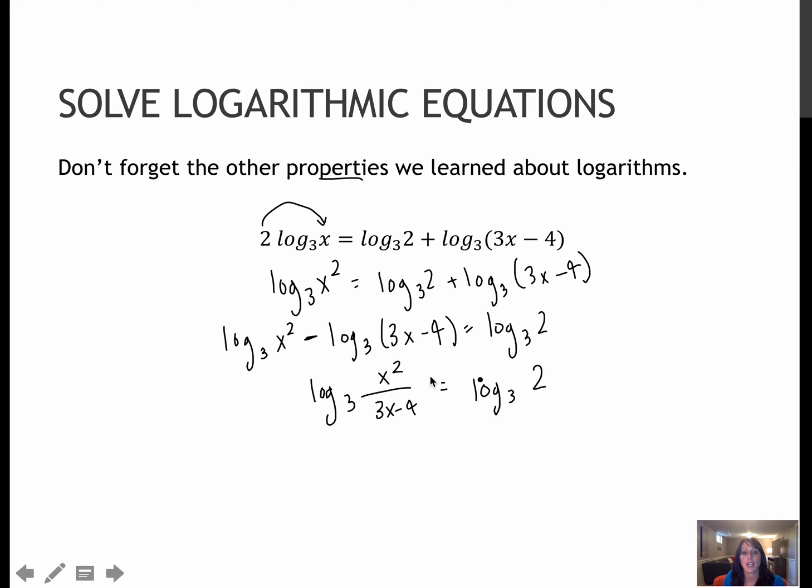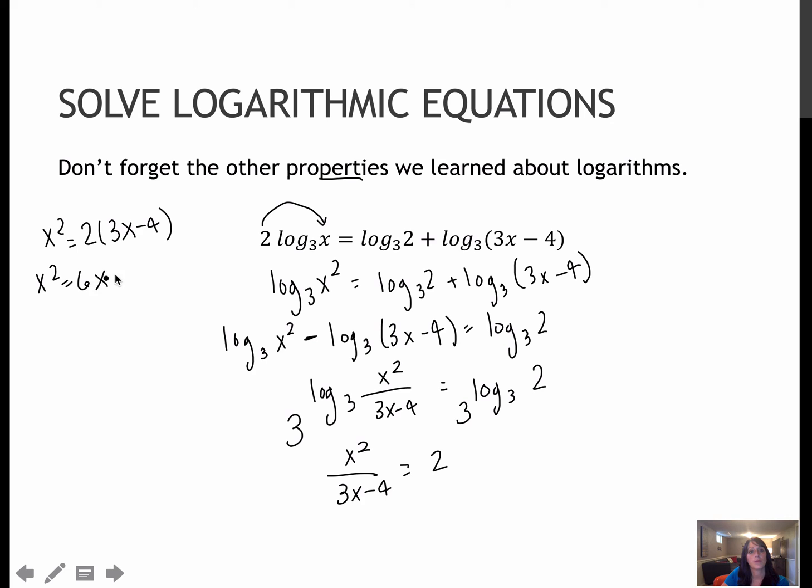Now we get to exponentiate. So notice each side is base 3, so I'm taking 3 to that power, which will get rid of all of that and give me x squared over 3x minus 4 equals 2. I would multiply each side by the denominator. That gives me x squared equals 2 times this, which of course I would distribute out. Knowing that I need to solve, I would combine or gather all terms to one side. So x squared minus 6x plus 8 equals 0.